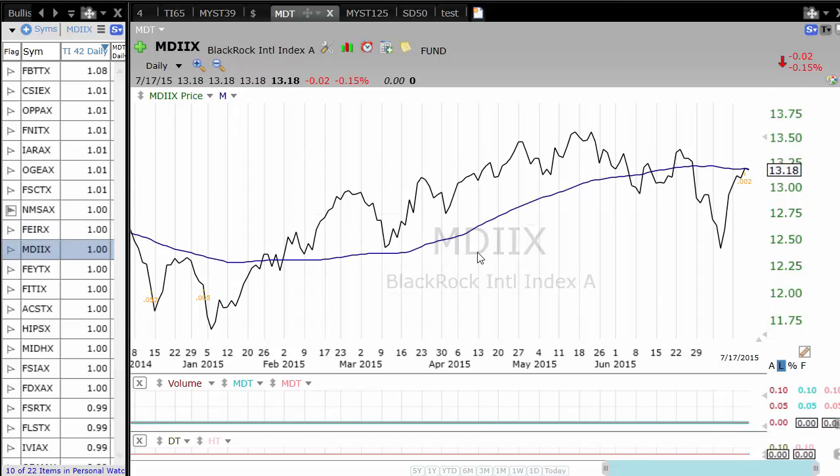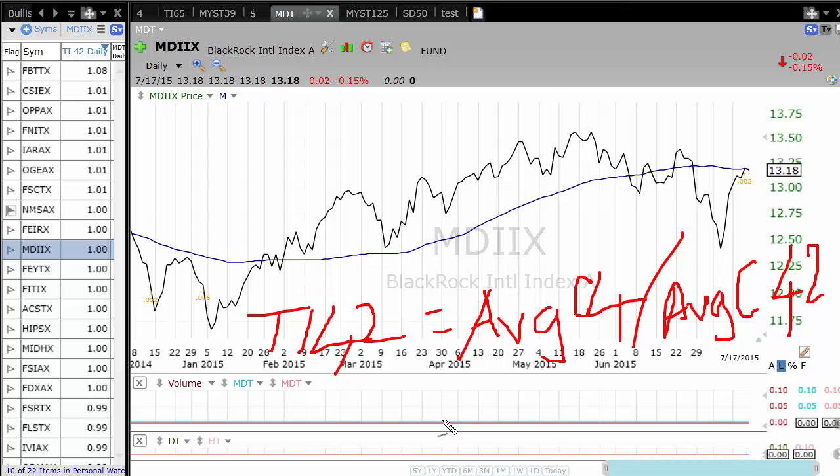So what I do is basically I rank these funds using a momentum ranking. The TI42 is a momentum ranking. What is TI42? We'll have a look at it. TI42 is basically average C4 divided by average C42, or a ratio of a 4-day moving average to a 42-day moving average. Basically it is used for ranking the funds.